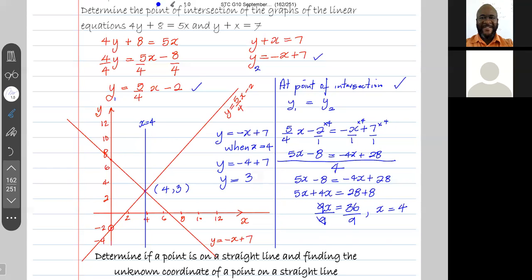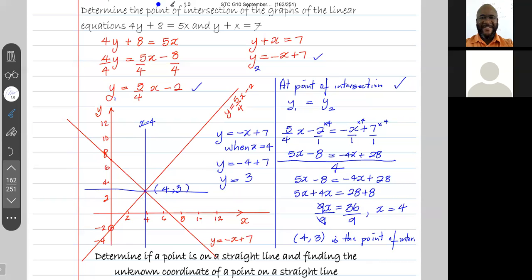So at the point of intersection, x is 4 and y is 3. So (4, 3) is the point of intersection. So this is how you would use calculation to find the point of intersection.